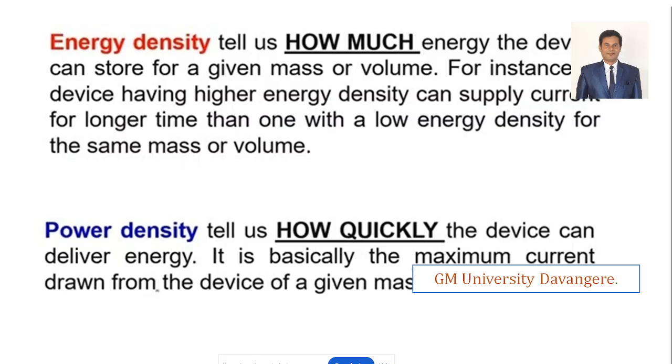For that purpose only, we are connecting the battery banks, where you can deliver the quick power into the transmission lines. The reactive power can be delivered very quickly into the transmission lines, where the transmission lines will carry the reactive power to the inductive loads faster. So that's why the power density tells how quickly the device can deliver that energy. That is the maximum current drawn from the device; the high current should be drawn for a given mass or volume. That will tell us about the power density.